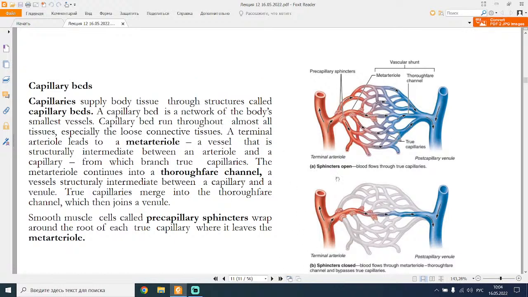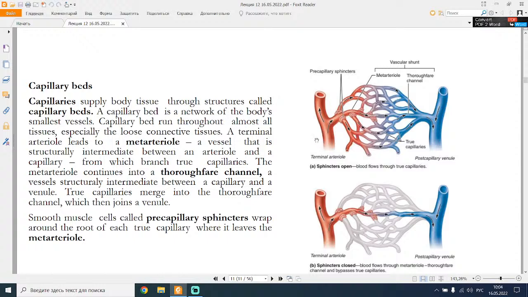Capillaries supply body tissue through structures called capillary beds. A capillary bed is a network of the body's smallest vessels. Capillary beds run through almost all tissue, especially the loose connective tissue.